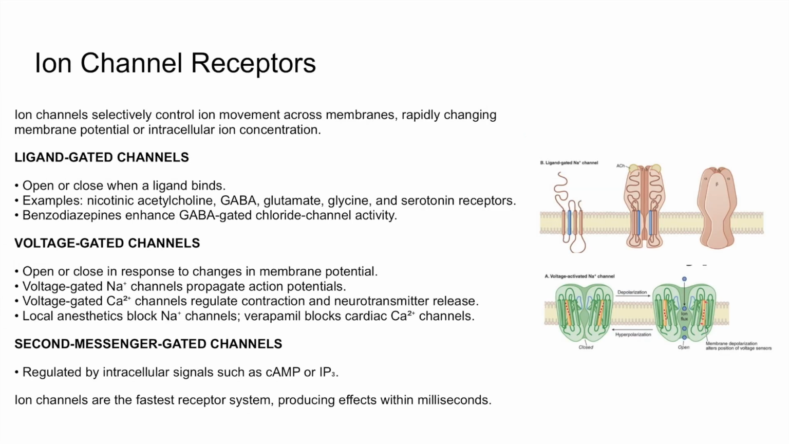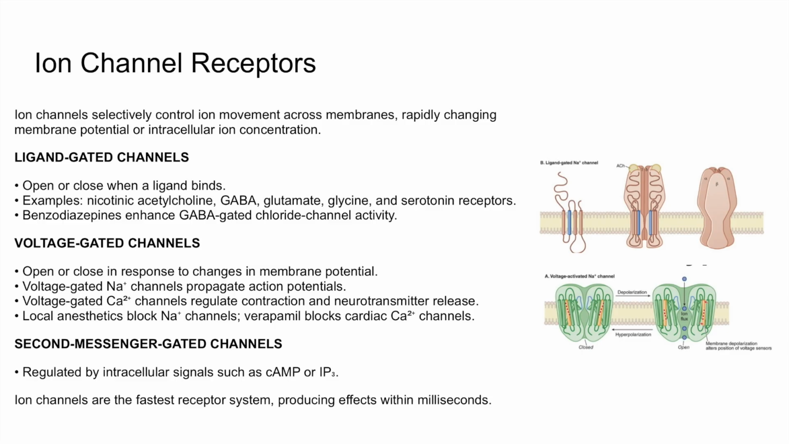Ion channels control ion movement across cell membranes and can rapidly change membrane potential or intracellular ion concentration. Ligand-gated channels open or close when a chemical messenger binds. Important examples include nicotinic acetylcholine receptors, GABA-A receptors, glutamate receptors, glycine receptors, and the 5-HT serotonin receptor. Benzodiazepines are positive allosteric modulators of GABA-A receptors, enhancing GABA-A mediated chloride channel opening.